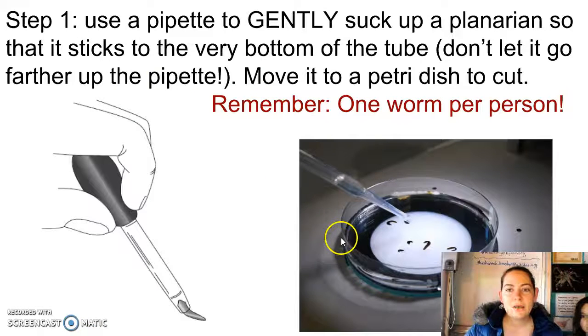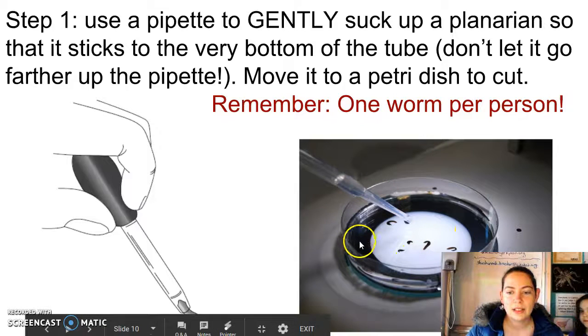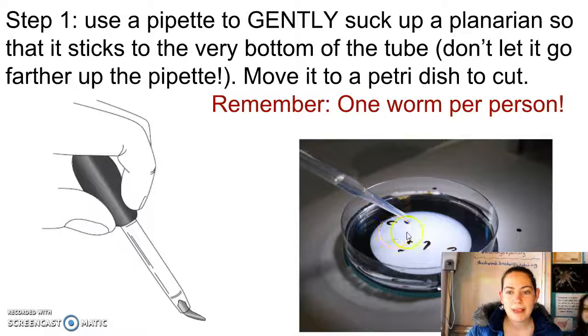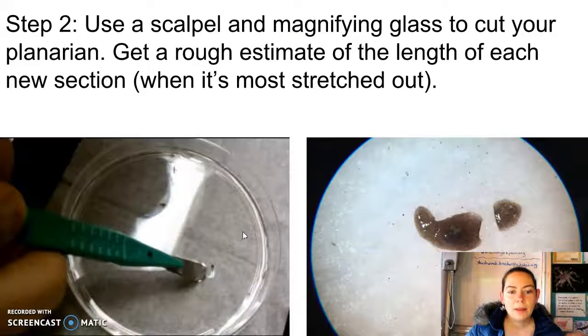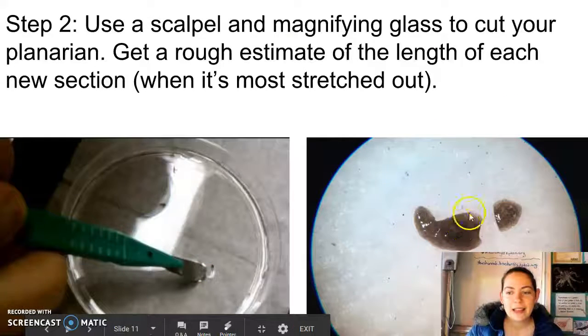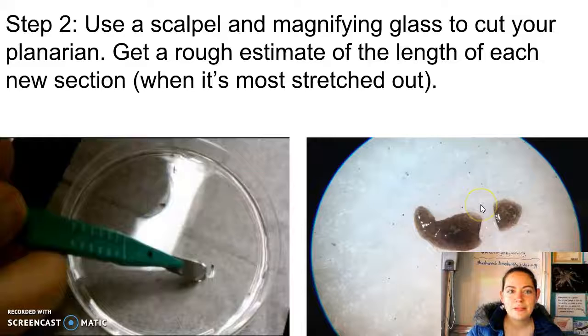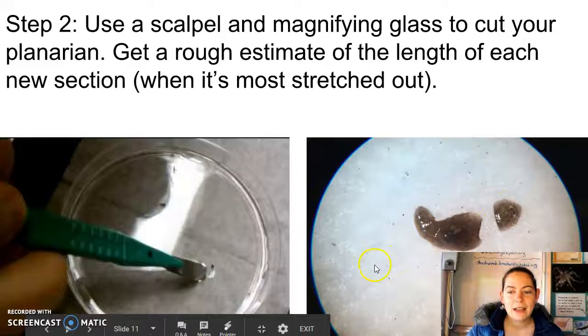When you're ready to do this, you are going to find a little planaria worm, and you are going to move it to a petri dish like this, using a pipette. You have to be really careful when you move these guys so that it doesn't get sucked up into the pipette, or you won't be able to get it out. You have to just keep it right at the mouth of it. You are going to grab a scalpel. You're going to cut this guy in half. You'll want to use a magnifying glass probably because they're really tiny.